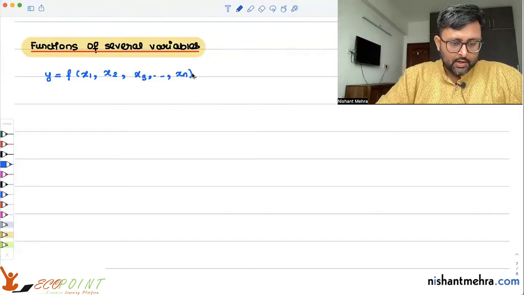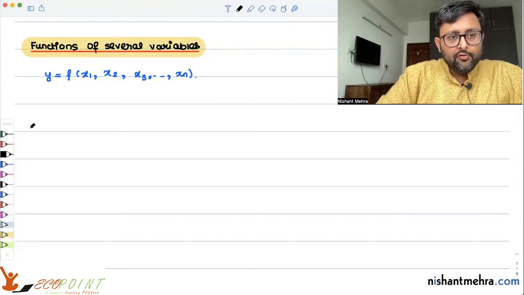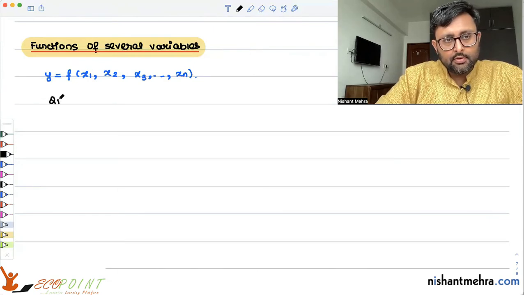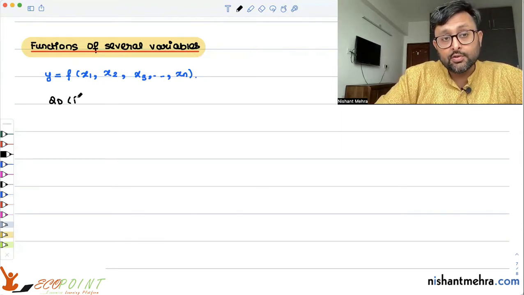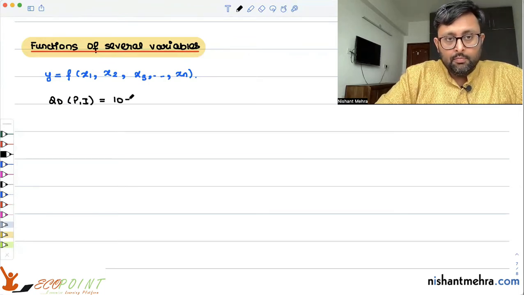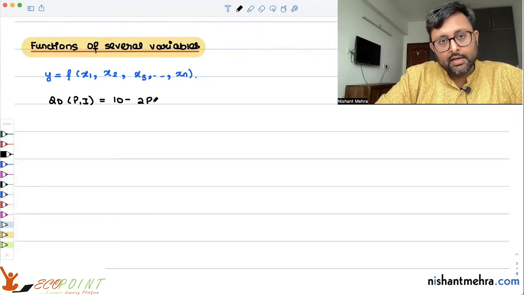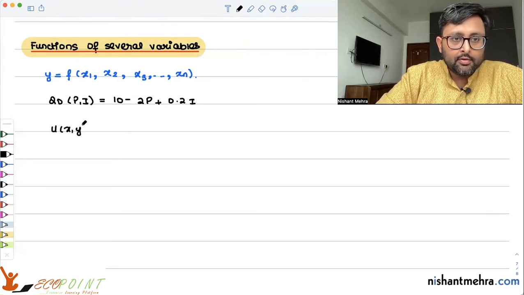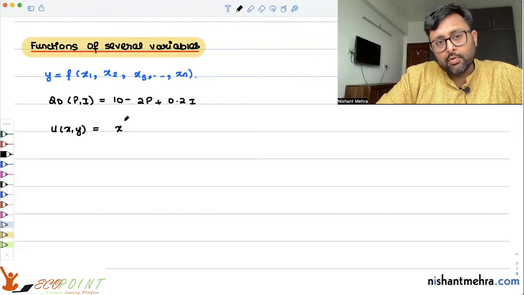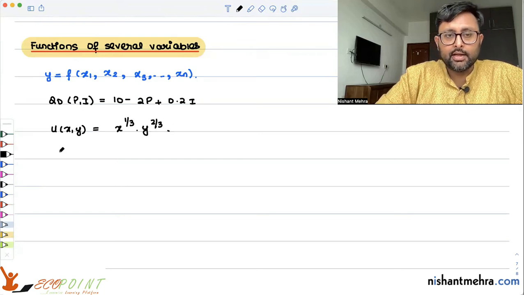That's the idea. For example, functions like this: qd equals, or we can also write that demand is a function of prices and income. So it is a function of several variables. For example, 10 minus 2p plus 0.2i. Or you have the utility function u(x,y), for example, x to the power 1/3, y to the power 2/3, something like this.